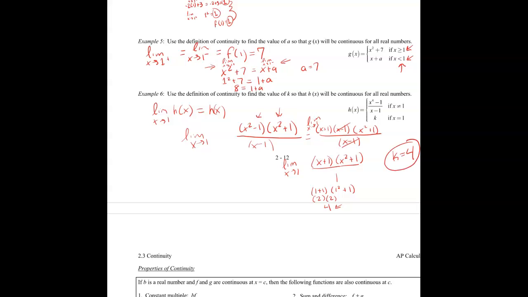Most times I need to check my limits from the left and from the right. Whoops, I pointed at those backwards. Try that again, from the right and from the left. But since this particular function has just a discontinuity possibly at 1, I just need to know what it approaches from the left and the right, which just happens to be the limit in this particular case. So I factored and I canceled what I could to figure out what k was, so k should equal 4.